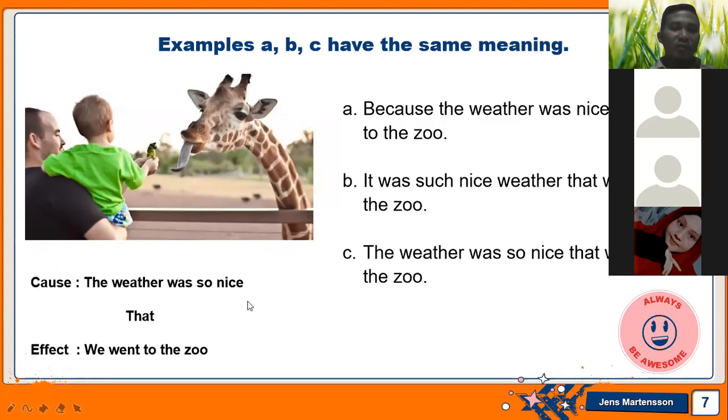And then to connect between these two sentences, we need "that". And then the sentence after that is called an effect: we went to the zoo. Ya, karena cuacanya baik, makanya kita pergi ke kebun binatang. So this is the cause, and this is the effect. Ini sebabnya, ini akibatnya. Okay, so the next slide.